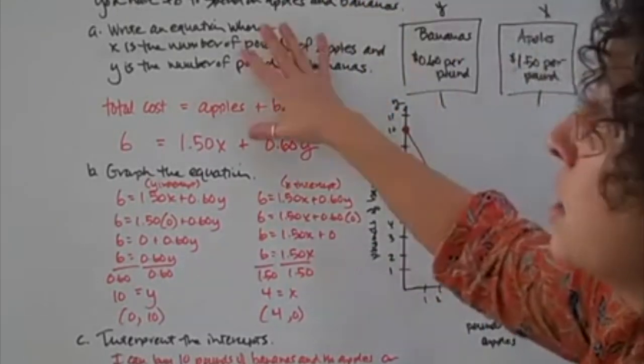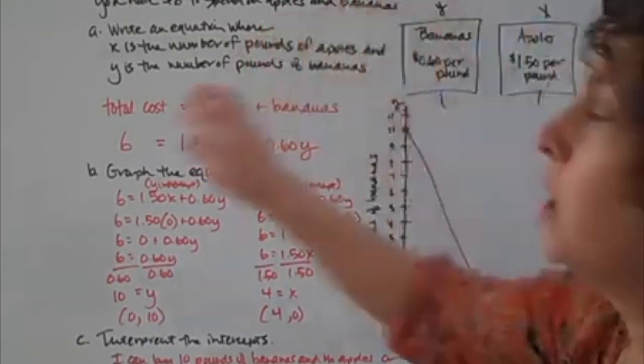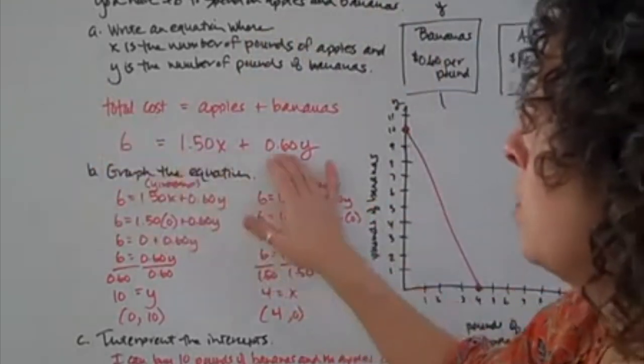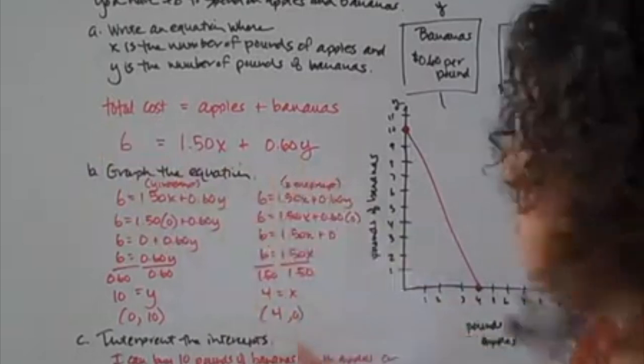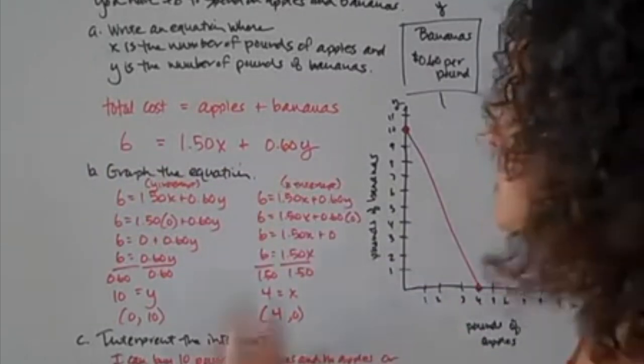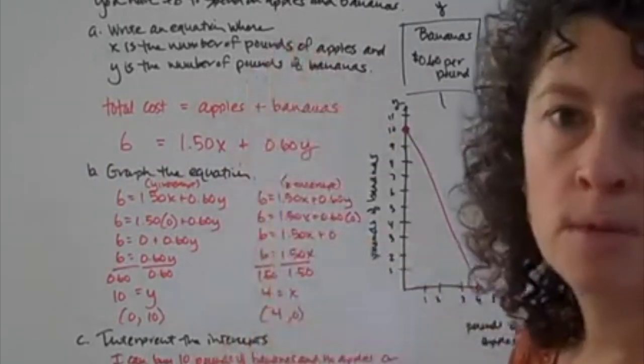All right, so using our standard form for writing an equation from our story, we have a total here, and then we've got our rates multiplied by our variables in this particular case. We can graph this with our intercepts, and we should be able to interpret those intercepts, again, telling what those intercepts mean in the story.